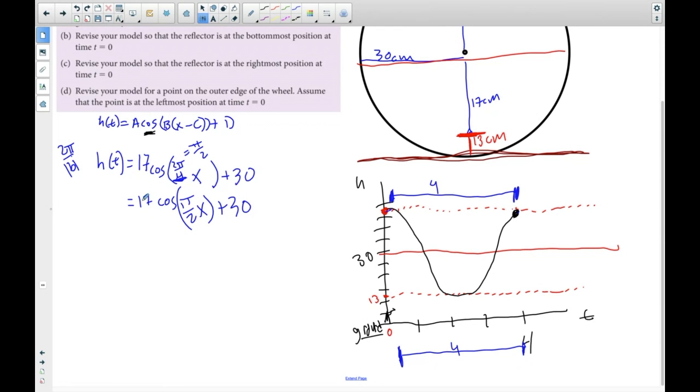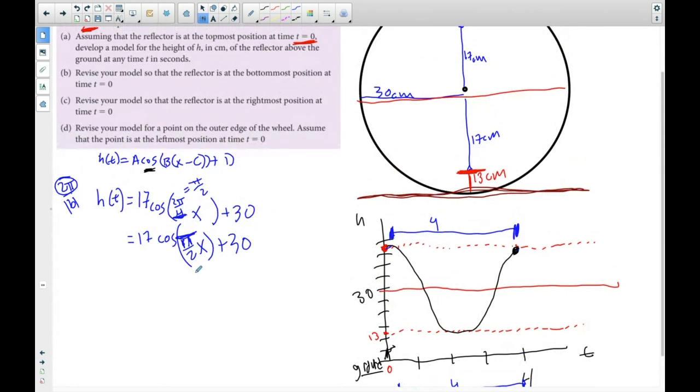17 means I'm going up 17, down 17. 30, that's my midline. And then pi over 2, because it's one revolution in 4 seconds. That means, again, 2 pi represents 360 degrees. I'm going around 360 degrees in 4 seconds. That's how I get that.